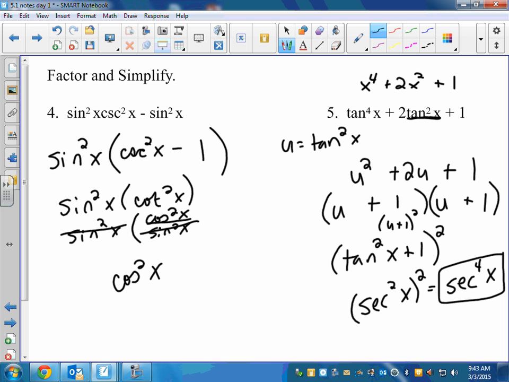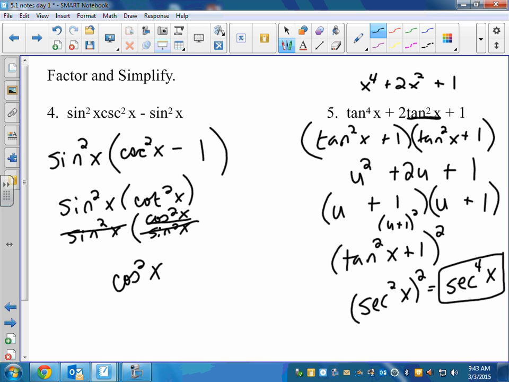If you don't like u, you can always just, like, the u is just to help you make it look better, but you can always say, what multiplies to give me tangent to the 4th? It's tangent squared and tangent squared, right? So if you can just think about what goes there, you don't have to use a u, but it's okay to use u also.